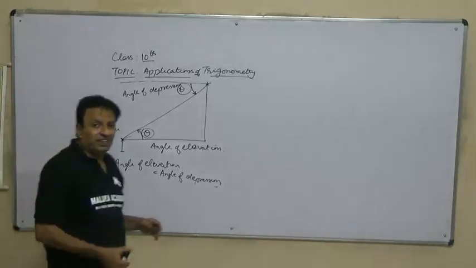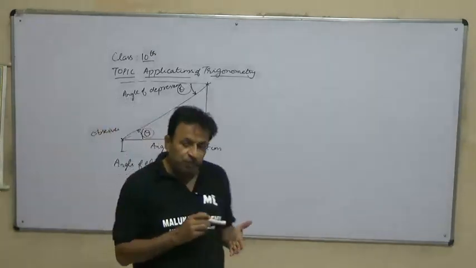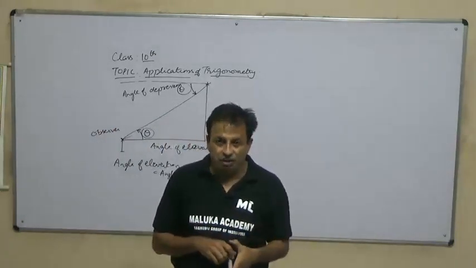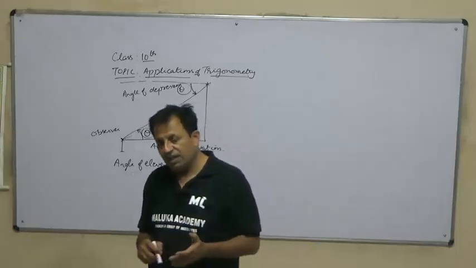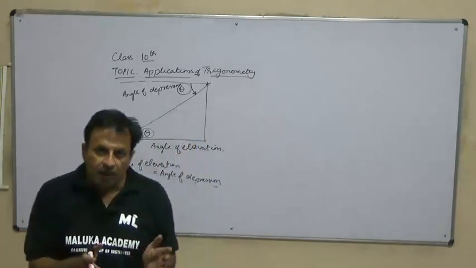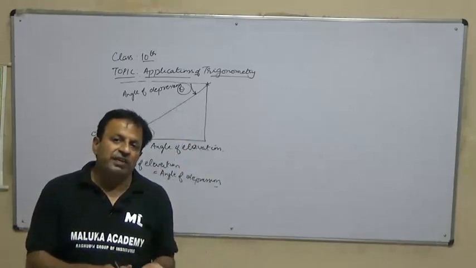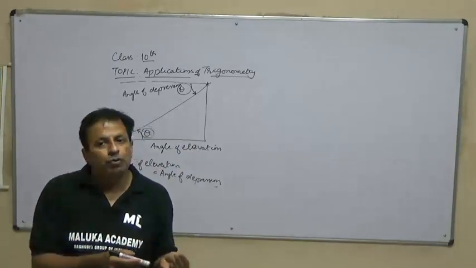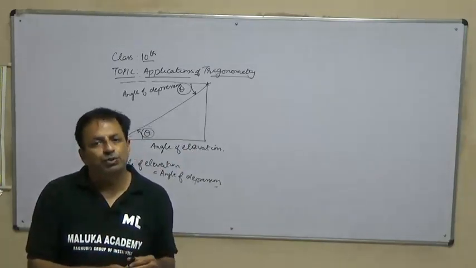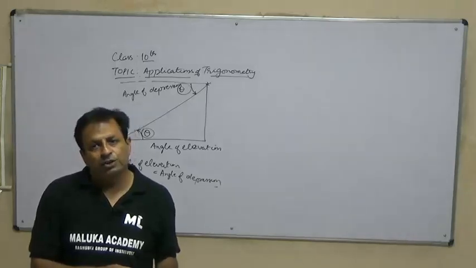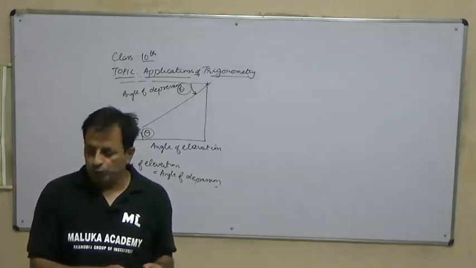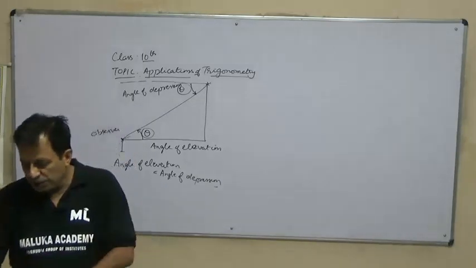In these types of questions, we will be given the angle of elevation or angle of depression. Then we will be given the base distance, or we are given the height. Out of three things, we will be given two things. We have to find the third thing, using the proper trigonometric ratios. So we start with the questions.